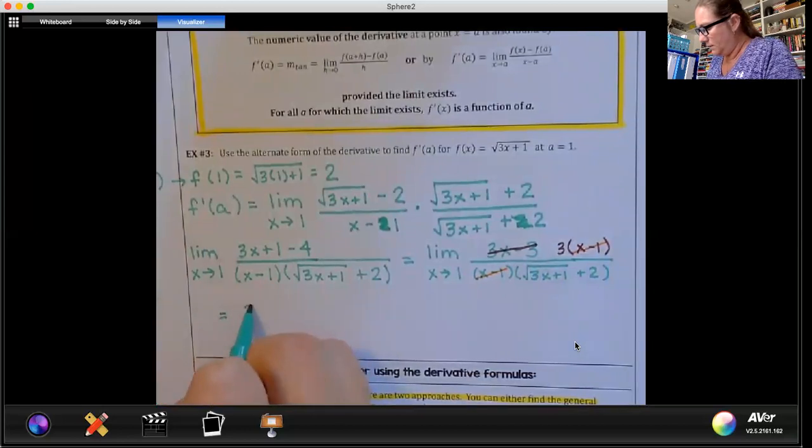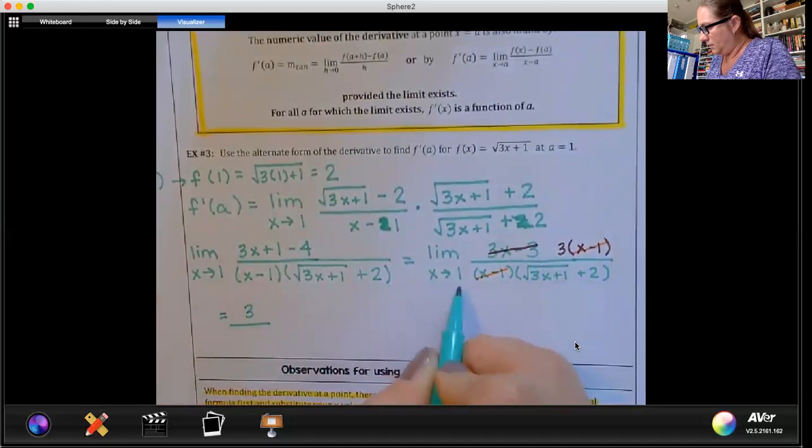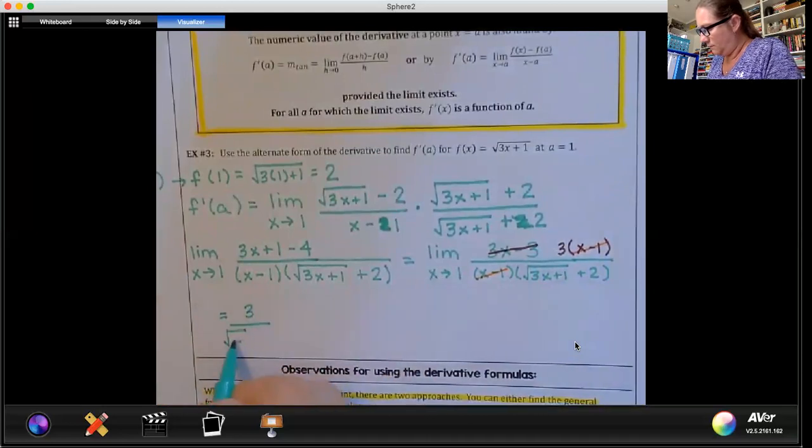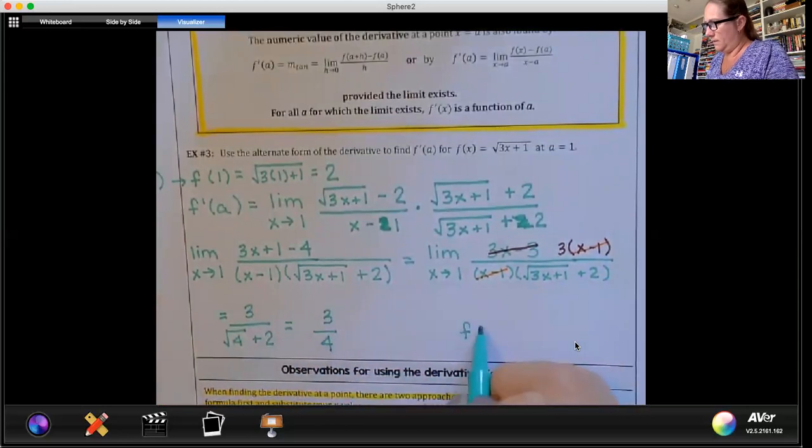So we have 3 on the top. X approaches 1, so we have the square root of 4 plus 2, which is 3 over 4. So f prime of 1 is equal to 3 over 4.